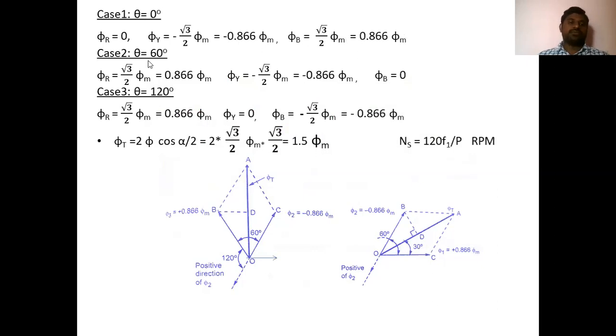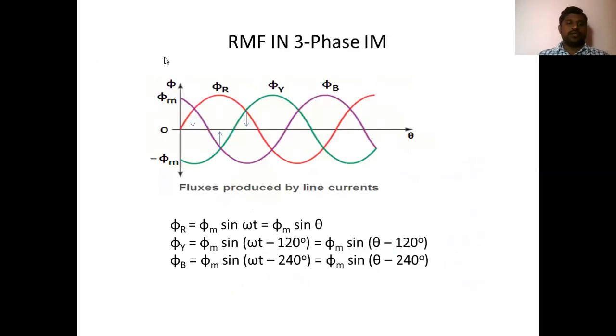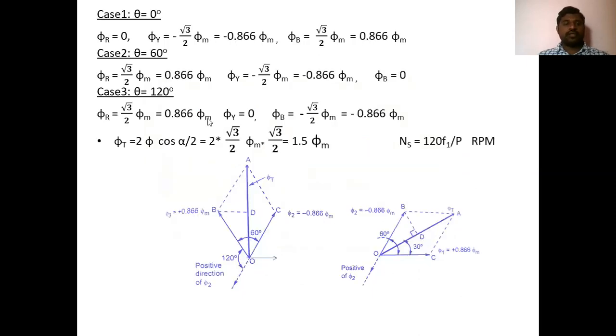Similarly, if you substitute theta equals 60 degrees here, you will get these relations. And similarly for more cases, 120 degrees, you will get these relations. Now, after observing all these, in the first case, phi R is 0 and two fluxes are existing. Second case, phi B is 0, two are existing. Third case, phi Y is 0, and two are existing. So at any instant, one flux will be 0 and the remaining two fluxes will exist.